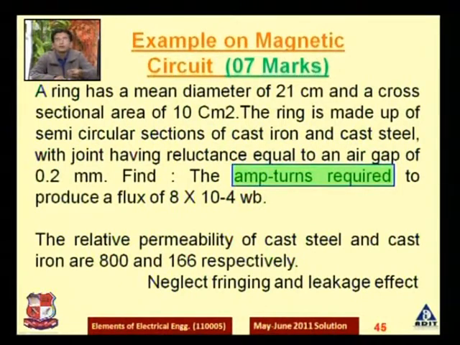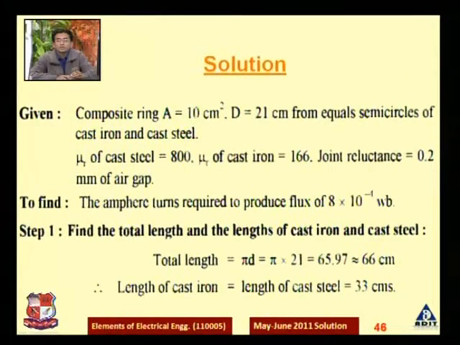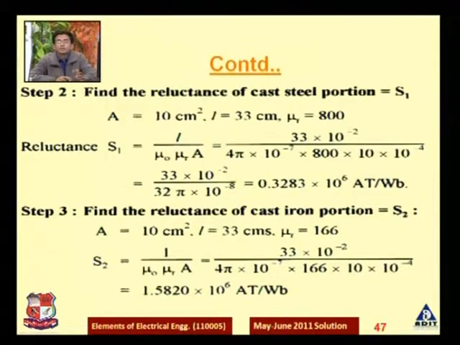So how can you find the EMF V? You can find the EMF by I into R. Same way in the magnetic circuit, what is the component similar to I? It is the flux. And what is the component similar to resistance? It is the reluctance. So the first thing is that you need to find the reluctance of the circuit. From the given data, first you should be able to find the length of the ring and the length of the cast iron.